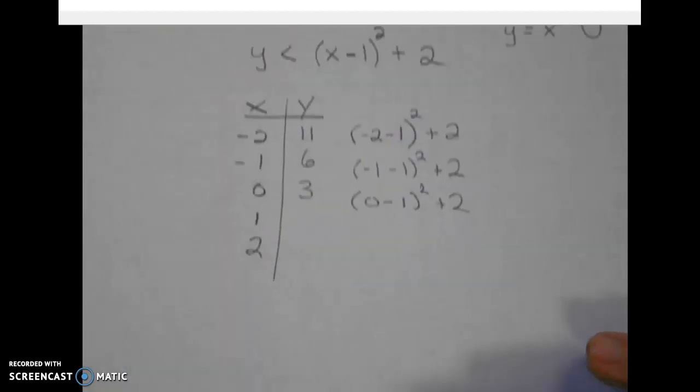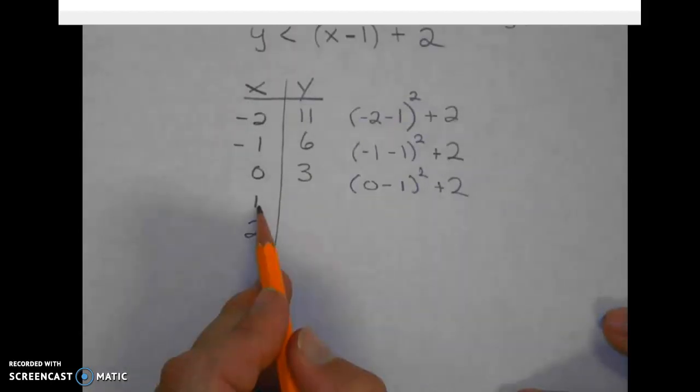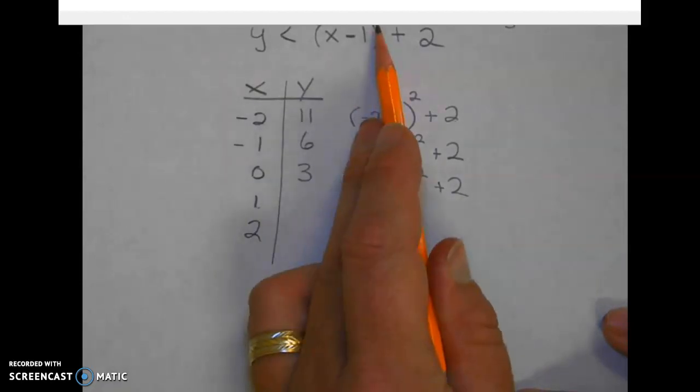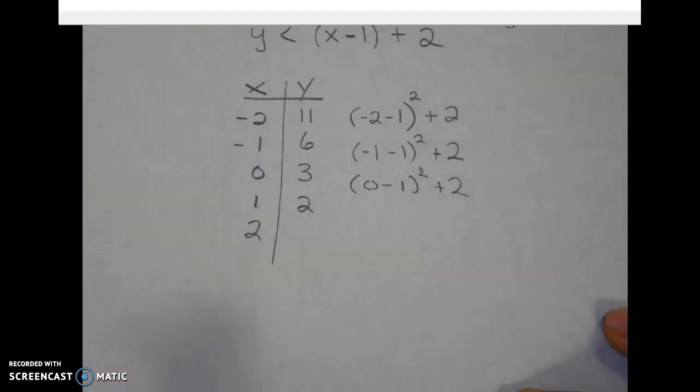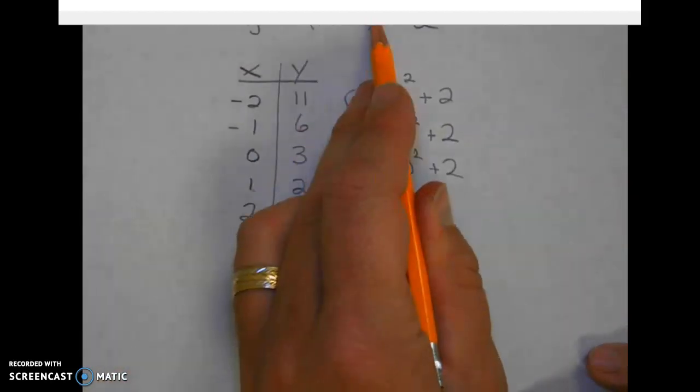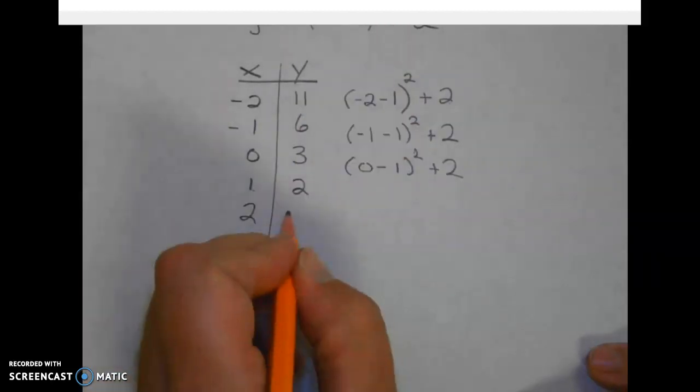So far, so good. Plugging 1 in, 1 minus 1 is 0. 0 squared is 0. 0 plus 2 is 2. 2 minus 1 is 1. 1 squared is 1. 1 plus 2 is 3.